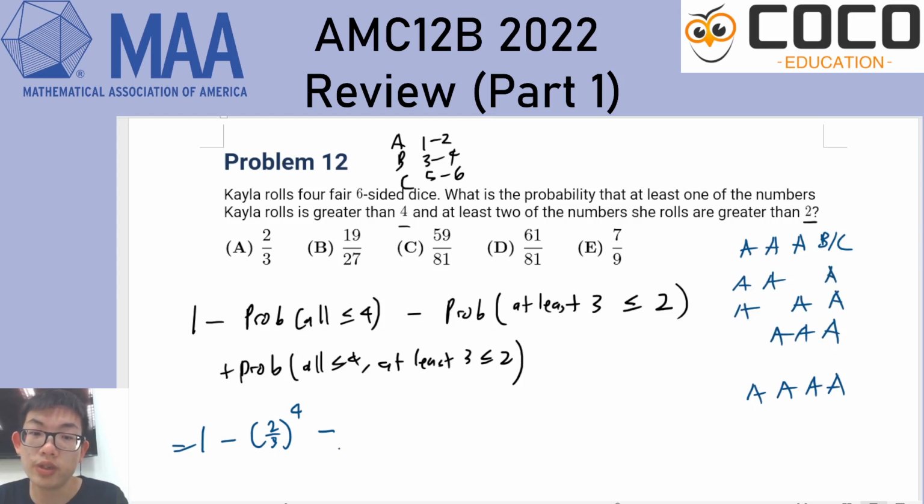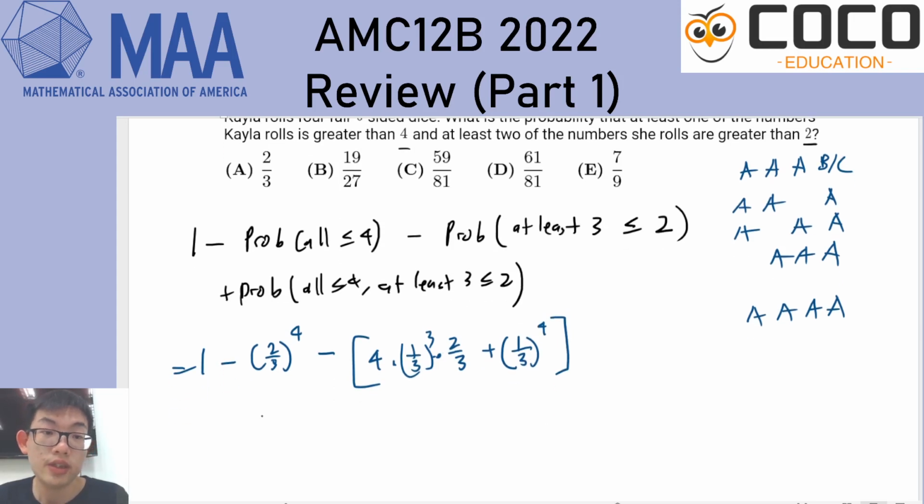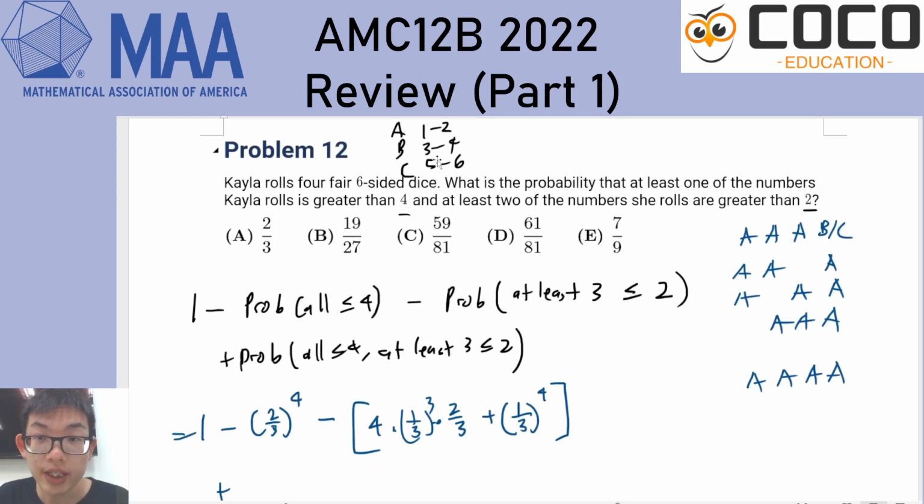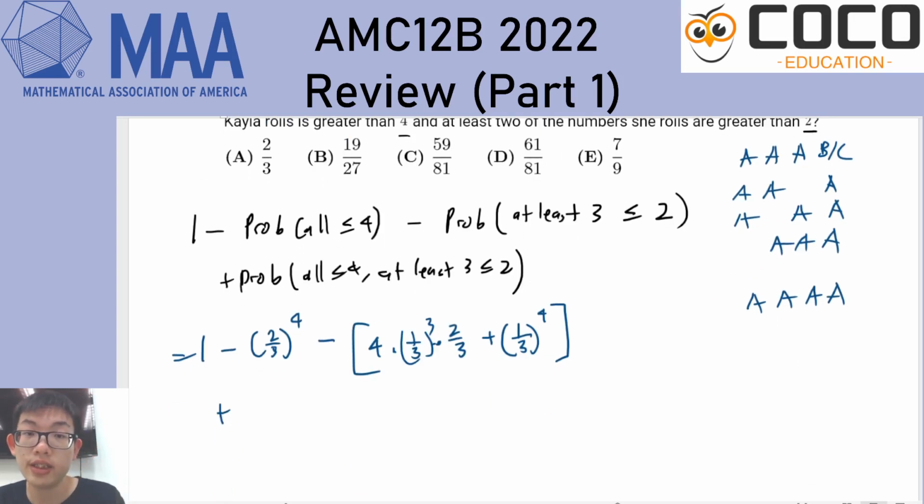So this would give me 4 combinations of 1/3 cubed times 2/3 and 1 combination of 1/3 to the power of 4. Now I add back the probability that I have subtracted off twice, which is all of them are less than or equal to 4, meaning they're all in category A or B, and there are at least 3 of them which are less than or equal to 2, which means that they are either AAAB with the 4 rearrangements of this, as well as AAAA.